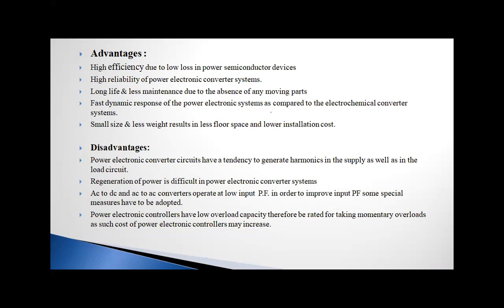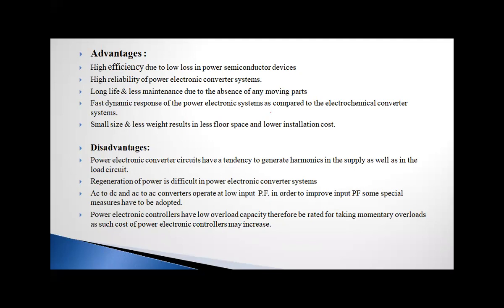Next, high reliability of power electronic converter systems, because power semiconductor devices are small in size, and power electronic converters are also small in size. We can shift them from one place to another, and they operate very reliably. So simply, power electronic converters are very reliable. Third one is long life and less maintenance.